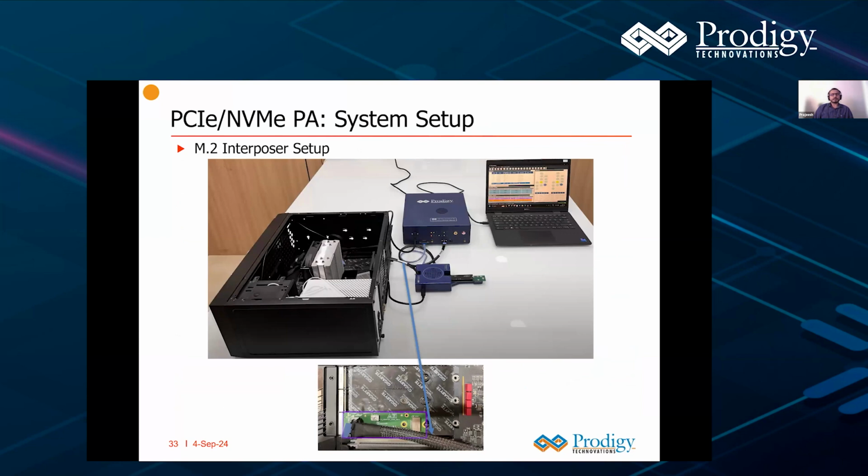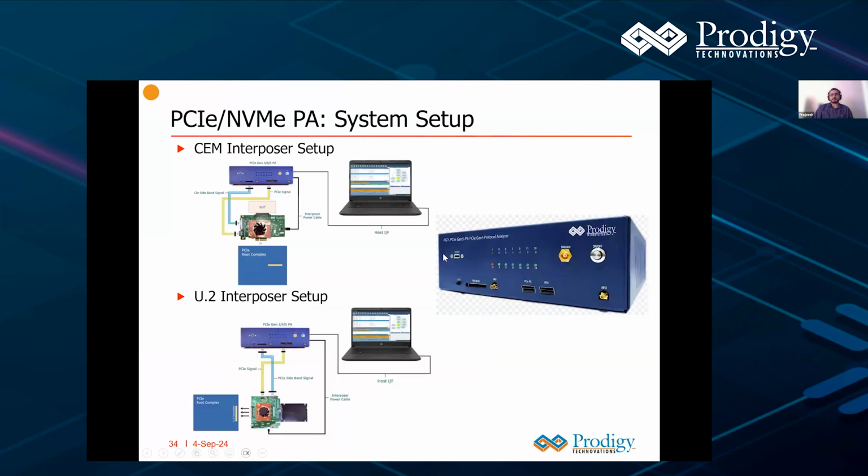So this is how the M.2 setup looks. In this diagram, you can see the PC, which is the host computer, where we have connected our M.2 interposer, and from the M.2 interposer, all the PCIe signals come to the PA, and the PA is connected to the PC, where it runs the PCIe software. On the motherboard M.2 slot, we have inserted an adapter card, which taps all the PCIe signals, and from there it goes to the interposer and then to the PA. And this is the setup for other interfaces like CM. This is our CM interposer, and this is our U.2 interposer.